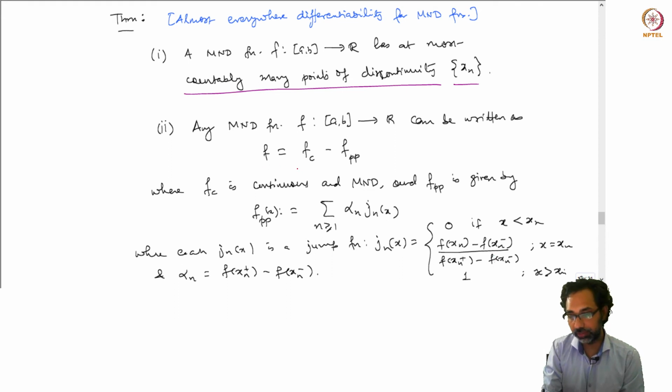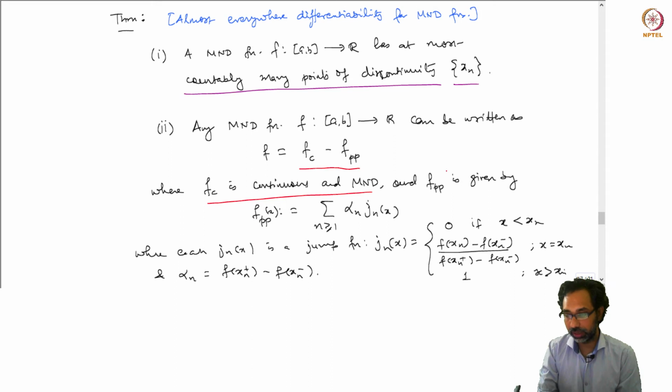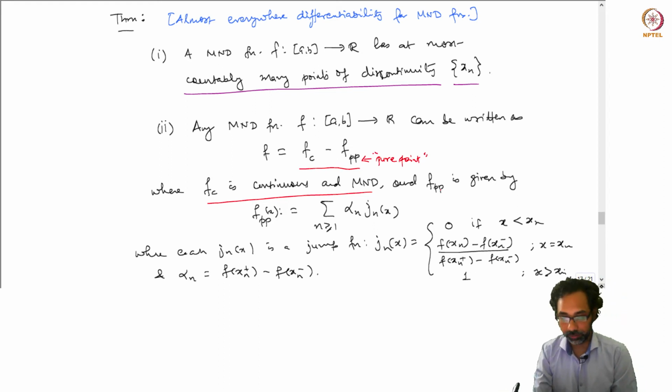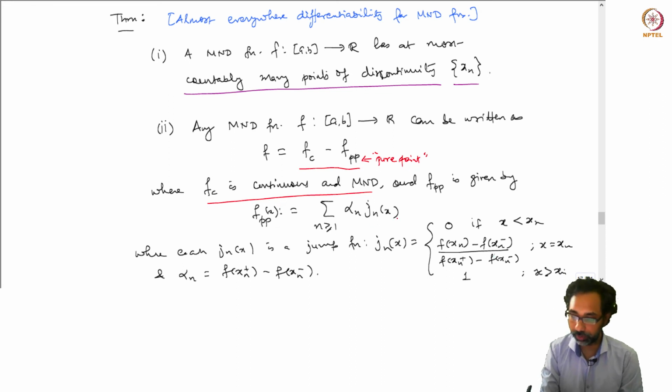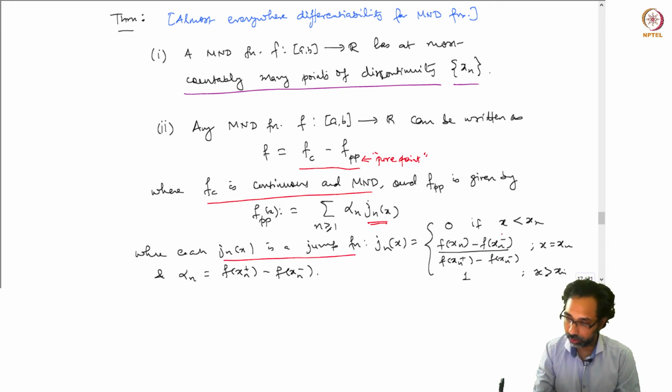And secondly, it can be expressed as a difference of two functions f_c and f_pp, where f_c is continuous and monotonically non-decreasing, and f_pp, where pp stands for pure point, is a sum of countably many what are called jump functions J_n. So each jump function is given by this formula: J_n(x) is 0 if x is less than x_n. So this is the point of discontinuity.